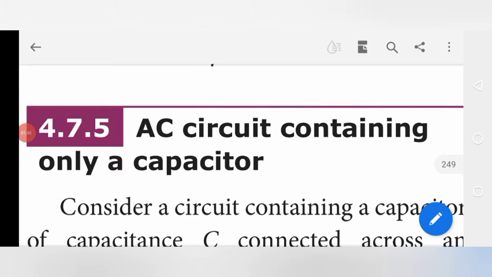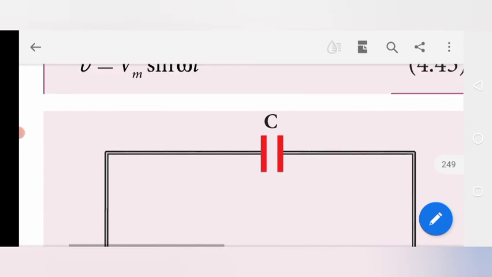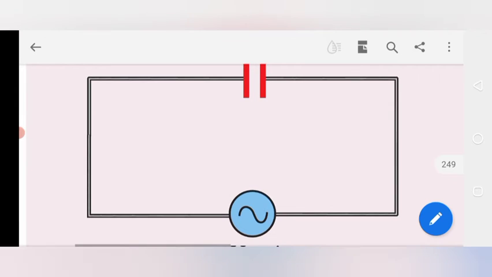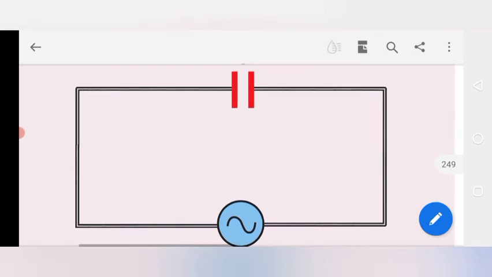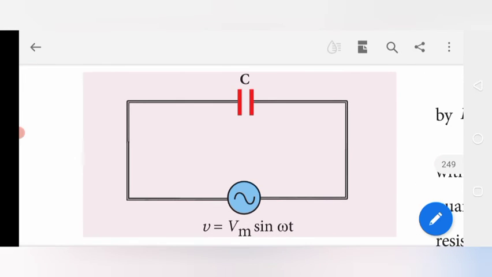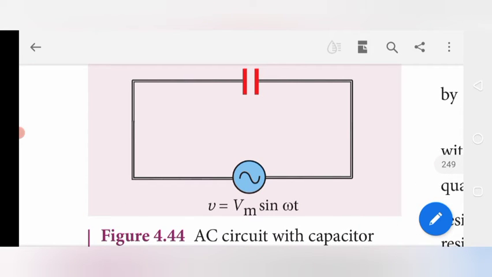Then next topic: AC current containing only a capacitor. In this circuit, when the alternating voltage is applied, it is connected to the capacitance. In this capacitance circuit, now we will see the mathematical expression. So this is the circuit diagram of the AC circuit with a capacitor.